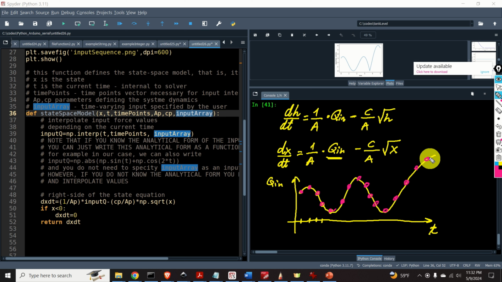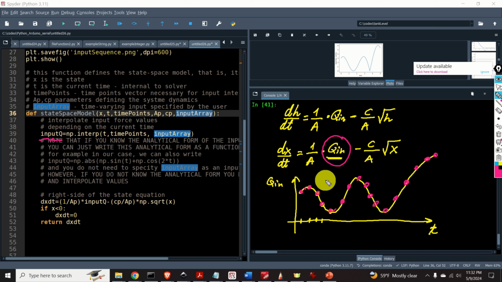Here it is. And over here, we will actually interpolate the values for different times, since the solver might require the value of qin for this time. Consequently, we will be using this point over here and this point over here to interpolate the value. And that's precisely what's happening over here. This input Q then represents this term over here.